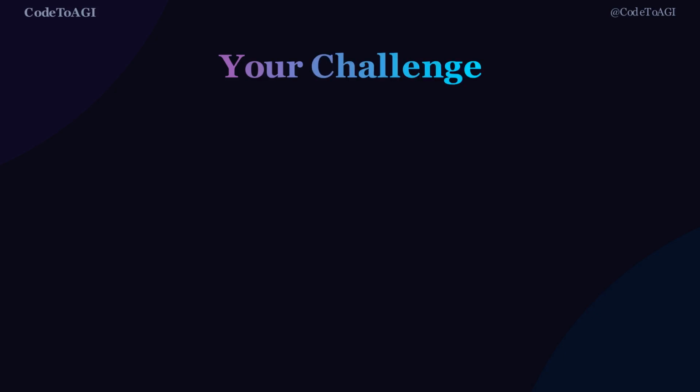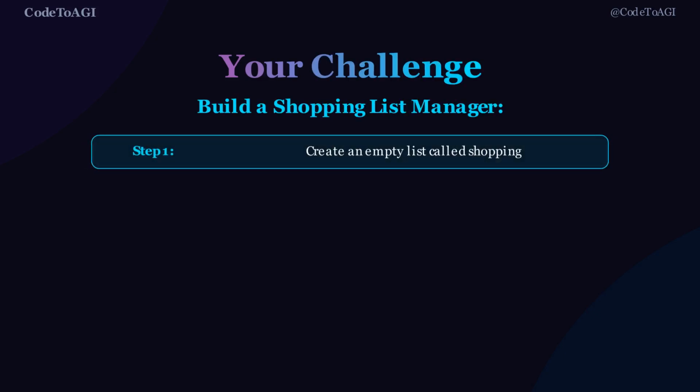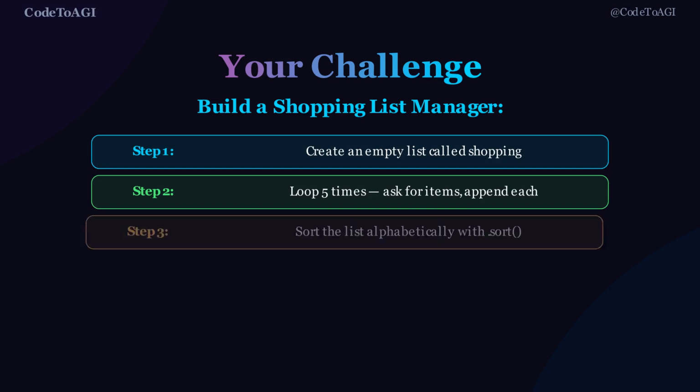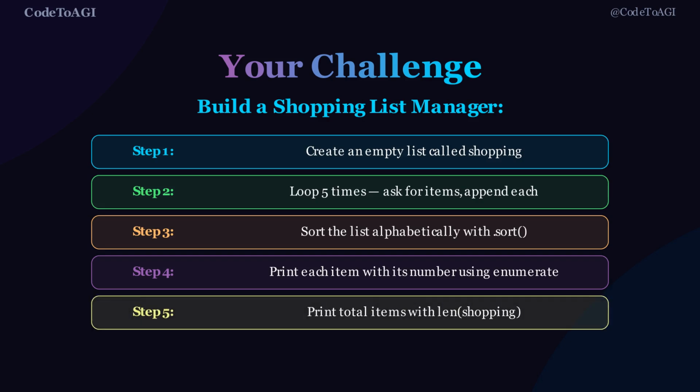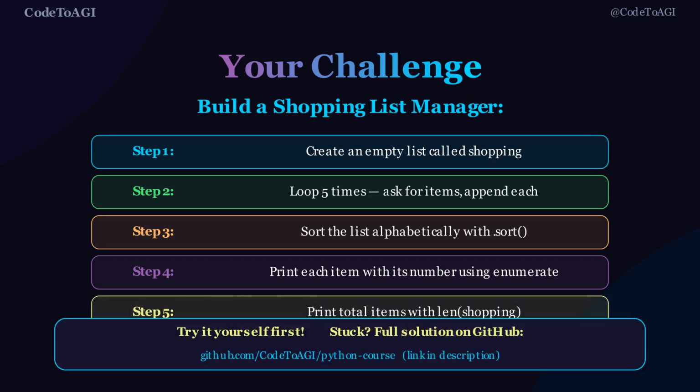Now it is your turn. Your challenge is to build a shopping list manager. Step 1. Create an empty list called shopping. Step 2. Use a loop to ask the user for 5 items. Append each item to the shopping list. Step 3. Sort the list alphabetically. Step 4. Print each item with its number using enumerate. For example, 1 : apples, 2 : bread, and so on. Step 5. Print the total number of items using len.